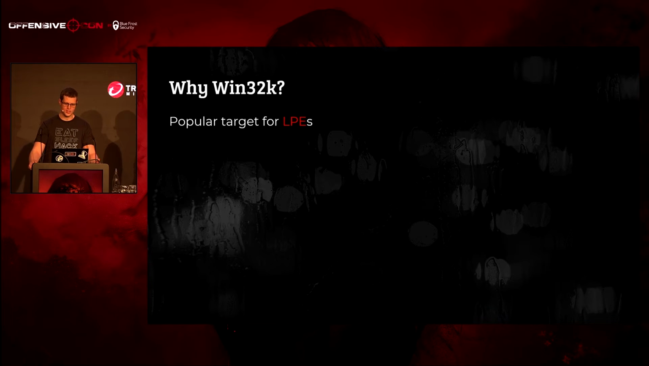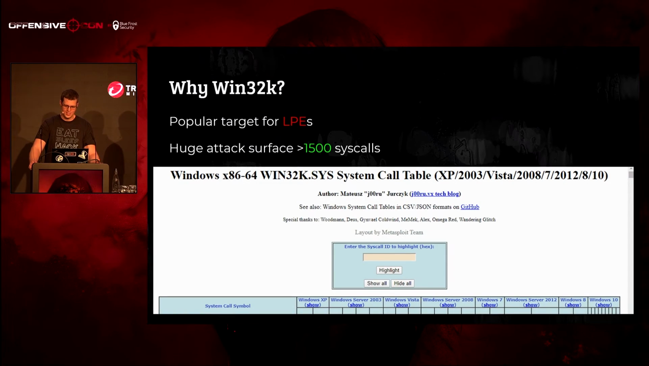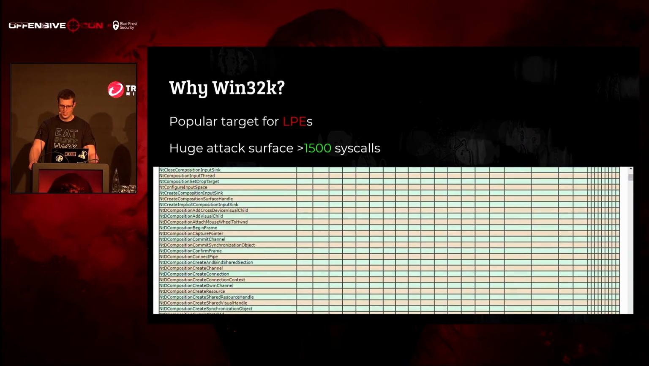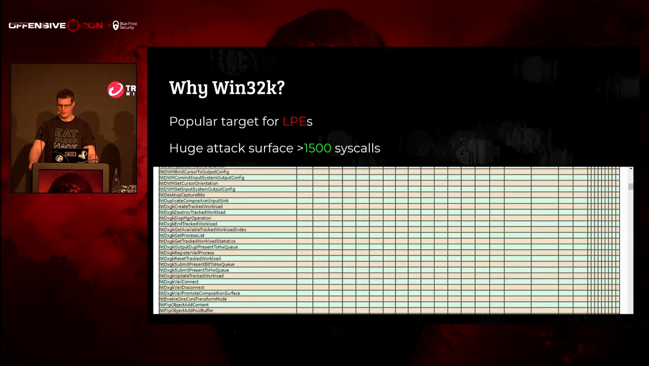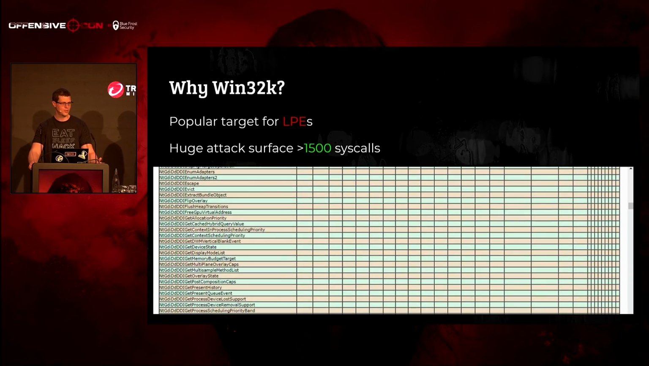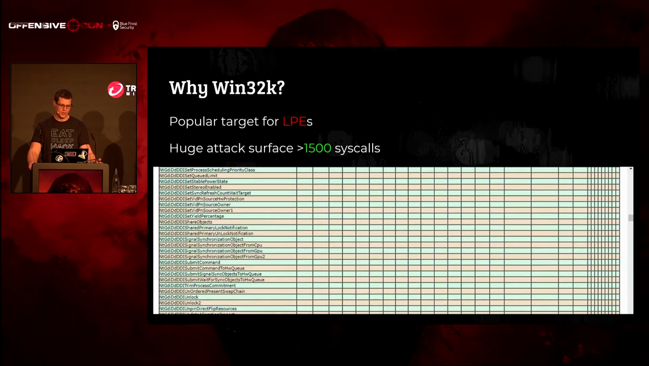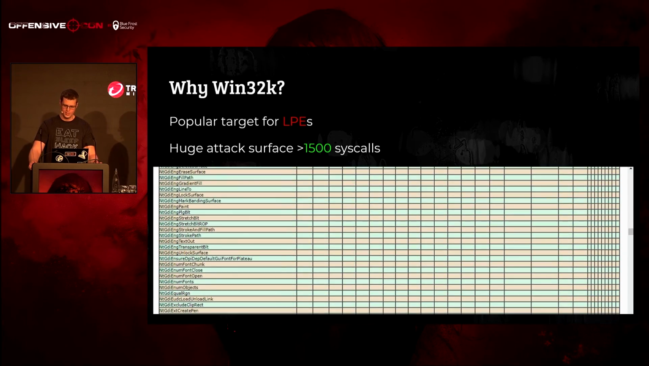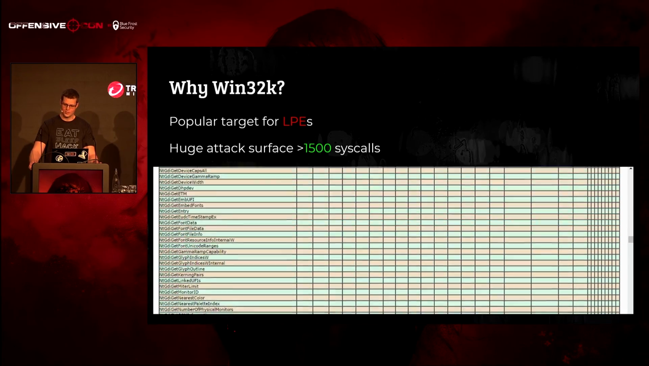Well, first, because it's a very popular target for local privilege escalation, and we're looking for local privilege escalation. And second, it has huge attack surface with more than 1,500 syscalls. And although it has been fuzzed before, some would say to the death, we couldn't find any previous work on coverage-guided grammar fuzzing for Win32k. And we decided if it's that complex, we're going to find bugs.